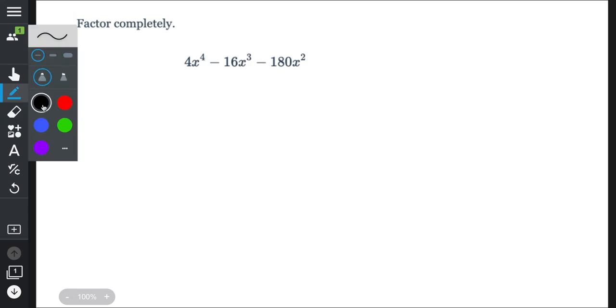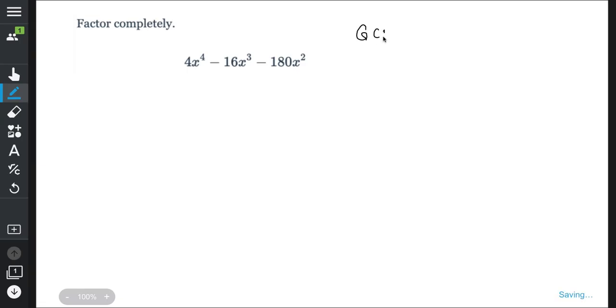Okay, now we're going to combine our knowledge of GCF and factoring trinomials with X method. Let's look at this. What is the GCF of these three terms?